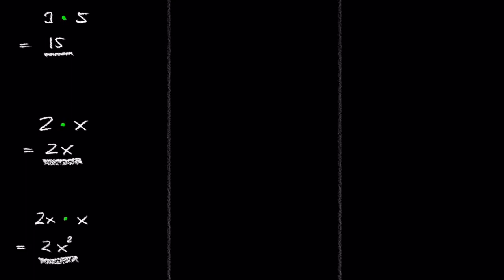Let's go one step further and multiply the monomial 3 by the binomial x plus 2. A binomial is a polynomial with two terms. When multiplying these two polynomials, we have to put parentheses around x plus 2. Why do we do that? We do that because we have to multiply the 3 by the whole expression x plus 2. In other words, we have to multiply the 3 by the x and by the 2.